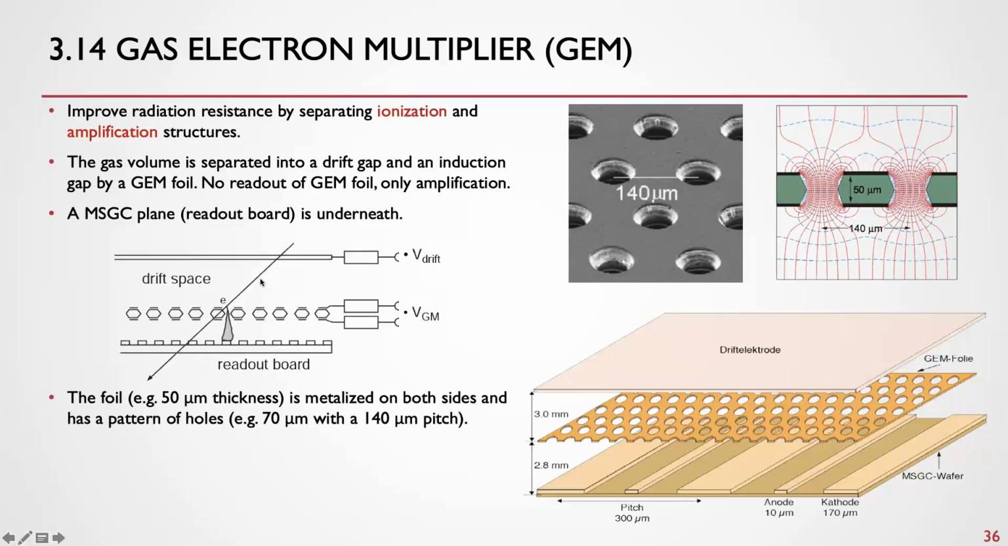The ionization electrons now drift towards the foil. The top and the bottom of the foil are at a high relative potential, so there's a large voltage applied between the top and the bottom surfaces. That means there will be an enormous electric field gradient inside these holes. And that's where the amplification happens.